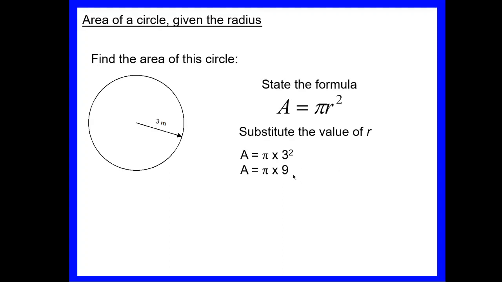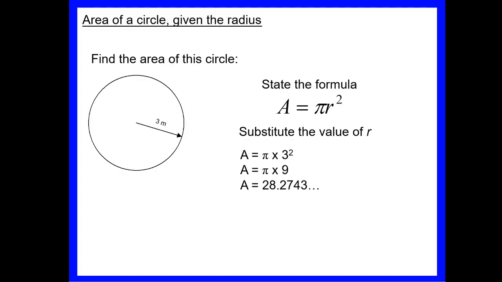And again, if they asked me to leave this answer in terms of pi, I would now simply say A equals 9 pi. I would get rid of the times symbol and just put the 9 in front of the pi. So if you are asked for it in terms of pi, that means at this point you don't carry on, you just rewrite it as proper algebra. We do want to have a decimal answer for the moment though, so we're now going to put that in our calculator. So you can either type in pi times 3 and use the squared button, or pi times 9.